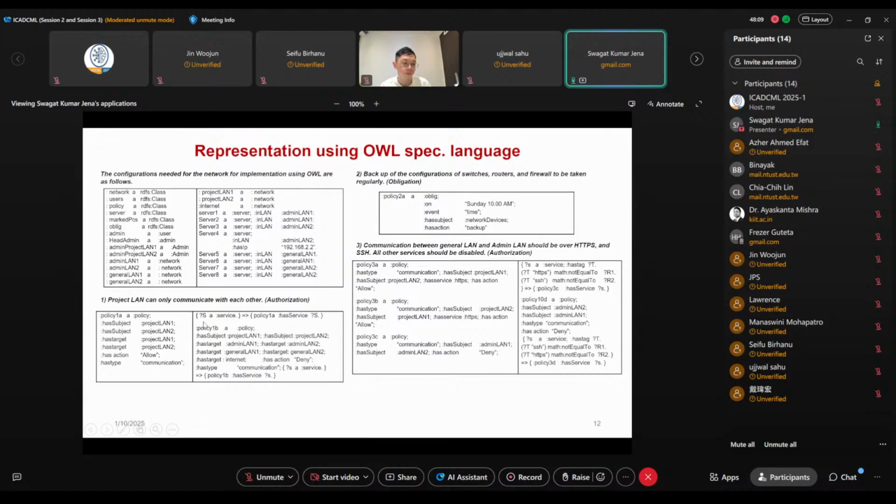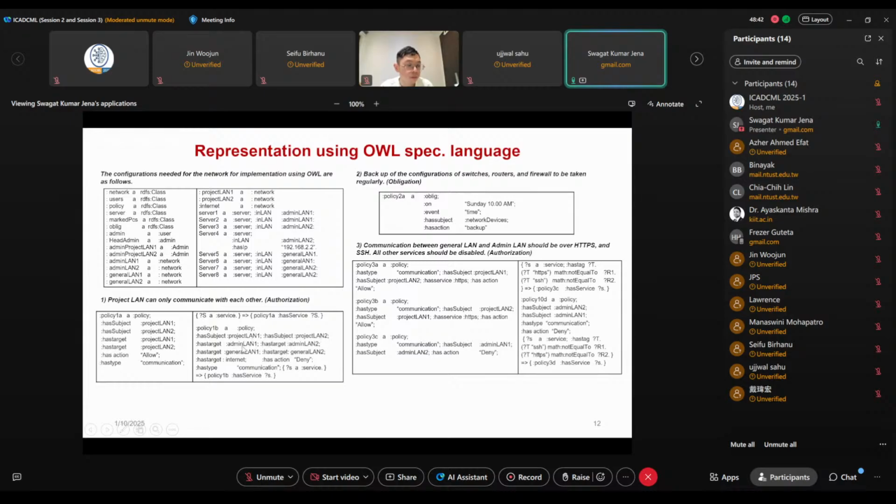So now here we are saying that a service from S will be implemented in policy A. All the services are allowed. Similarly, in policy B, same thing, but only the sequence is changed, and the has subject and has target part is the same for project LAN 1 and project LAN 2.